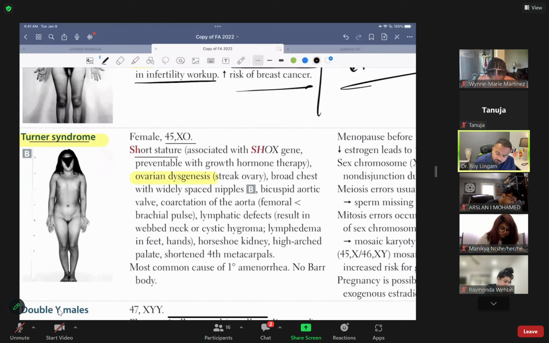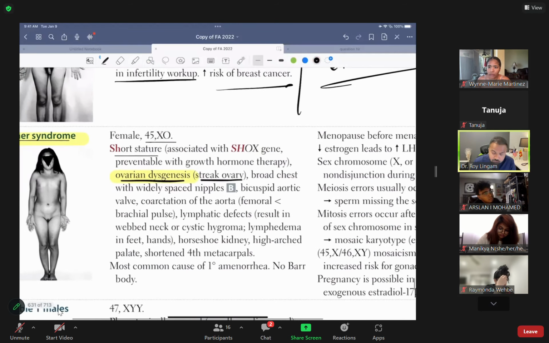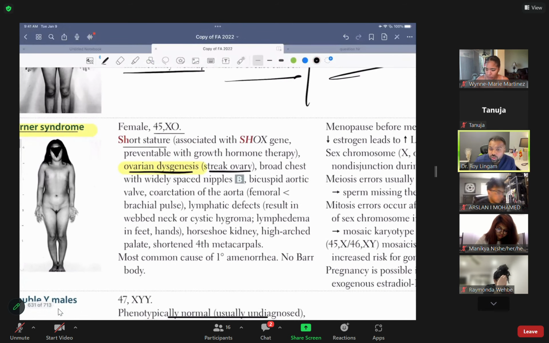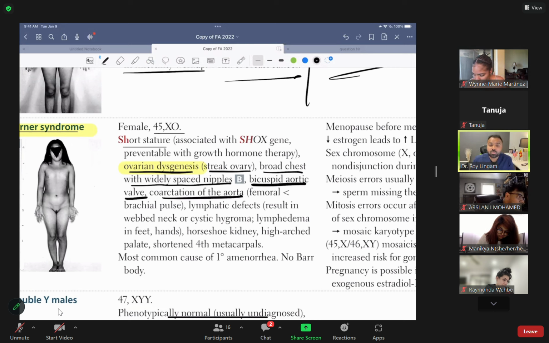When you have ovarian dysgenesis, what we call streak ovary, the question is, do they have enough estrogen? No ovary, no estrogen. Very good. That's important. Okay. Broad chest and widely spaced nipples, bicuspid aortic valve, and coarctation of aorta. So we know that already. These people have a web neck, right? We call that a lymphatic defect resulting in cystic hygroma. So the lymphatics around the neck are underdeveloped. That gives that enlargement, that web neck, folks, okay?